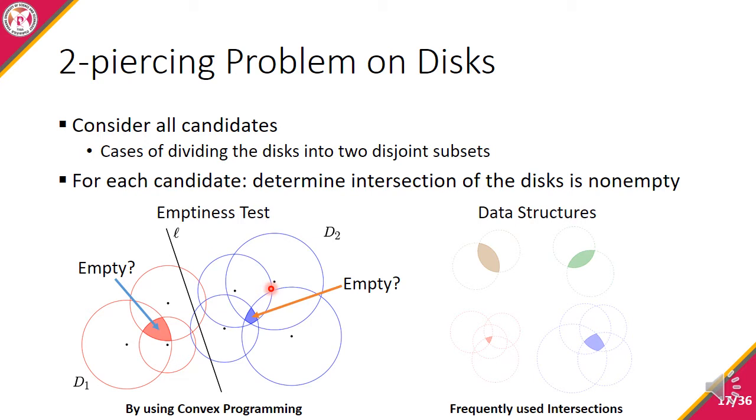In each emptiness test, we can determine this efficiently by using convex programming. To compute all the convex programs faster, we store frequently used intersections in data structures. From now, I will give details of the dividing criteria and data structures.